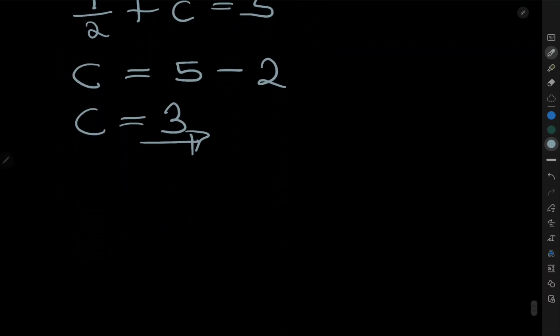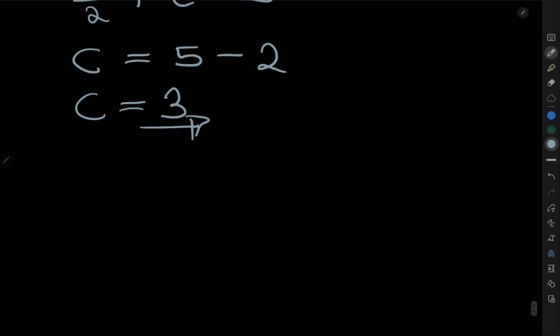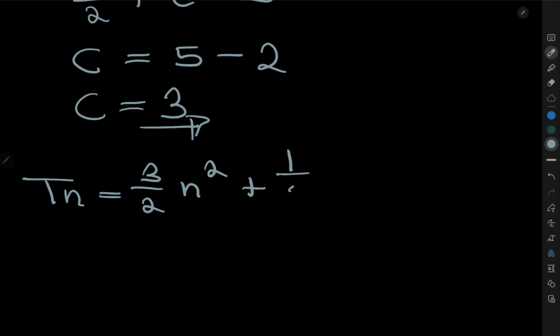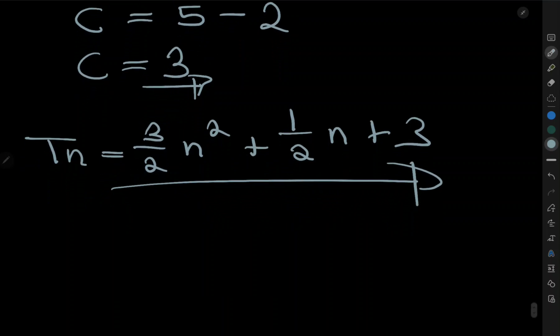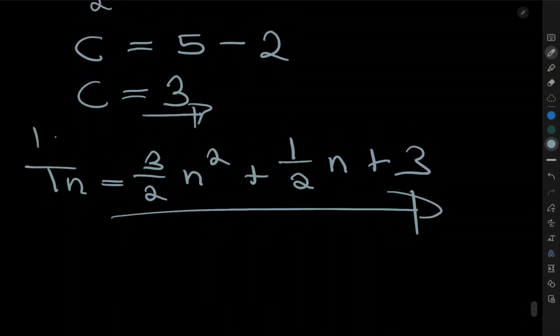So now that we've determined the value of a, b, and c, we just need to substitute them back into the formula. So in this case, a was 3 over 2 n squared, and then bn, what's the value of b? The value of b was half n, plus c was 3. So this is the formula that you're going to be using in order to determine the next term, right? So we've already answered question number 1, which says determine the general formula.